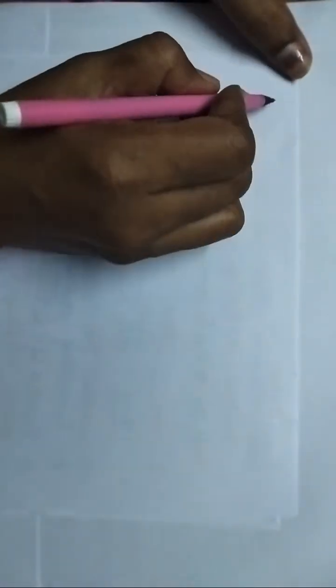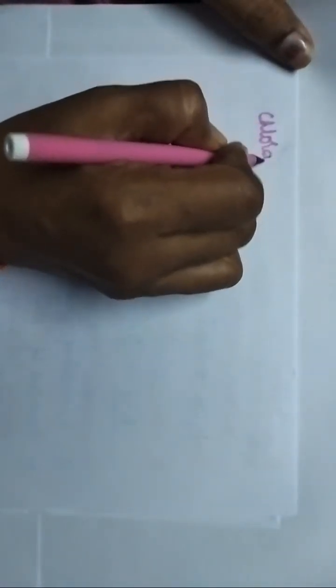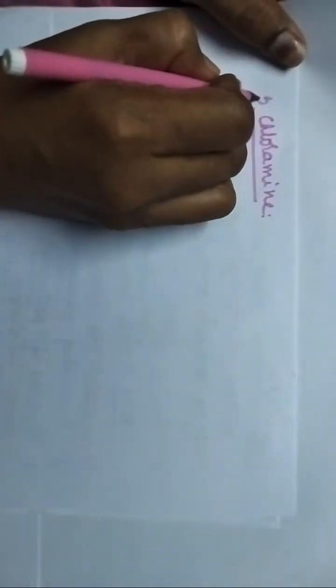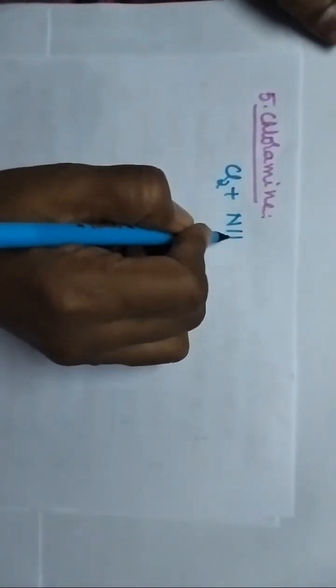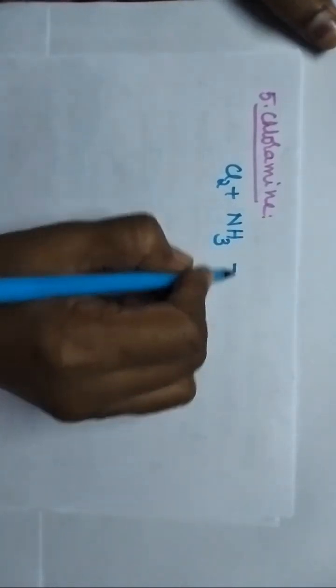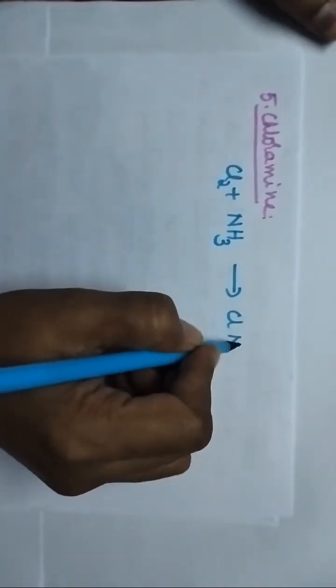Coming to the last technique, that is addition of chloramine. Chloramine is not readily available. It must be prepared by treating chlorine with ammonia. Then it results in the formation of chloramine.